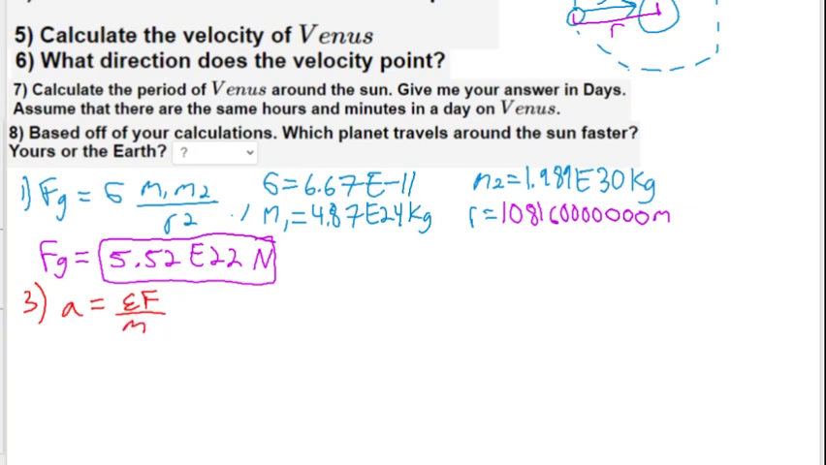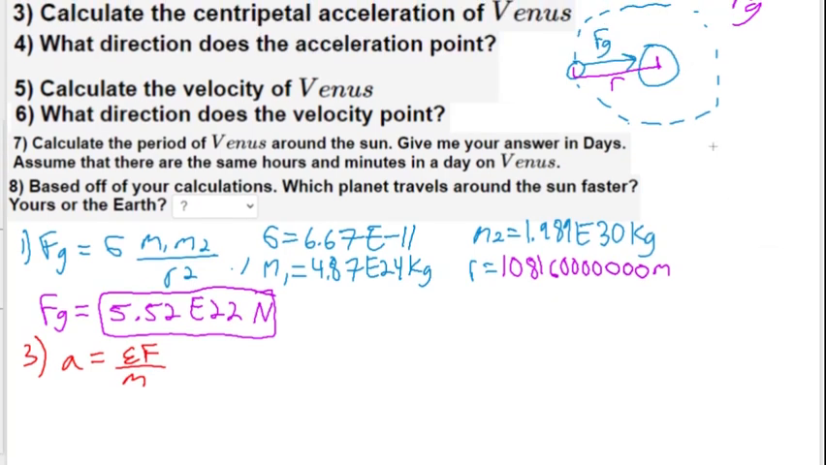All right, so what is the net force that is acting on our planet as it orbits around the sun? Well, the only force acting on it that's making it orbit is force of gravity. So we can go ahead and replace net force with force of gravity. And now the question is, what mass is experiencing this force and experiencing this acceleration? Well, it tells us to calculate the centripetal acceleration of Venus. So we're going to use Venus's mass here. We already know Venus's mass. It's right here. We just solved for it, or we took it from our problem up above.